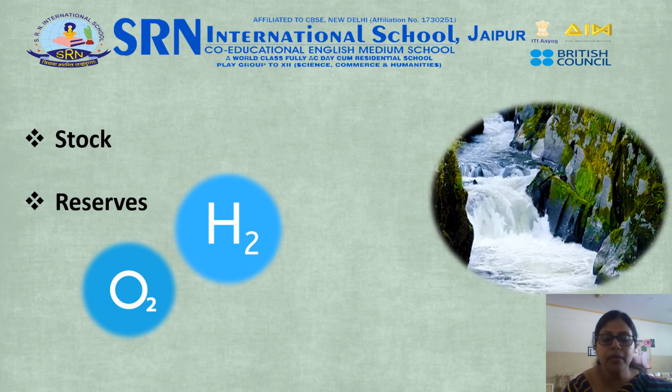River water can be used for generating hydroelectric power, but presently it is being utilized only to a limited extent. Thus, the water in the dam, forest, etc. is a reserve which can be used in the future.